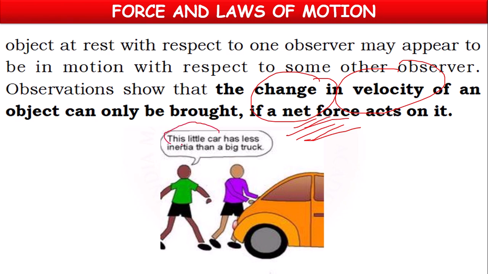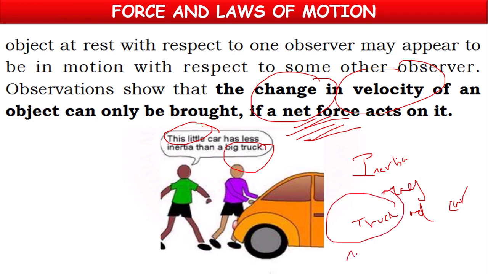And the little car has less inertia than the big truck. Already we have told, inertia depends on mass. If you compare one truck and one car, the truck will have more inertia due to its more mass. The car will have less inertia compared to the truck because of its less mass.